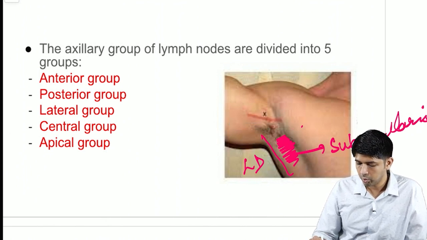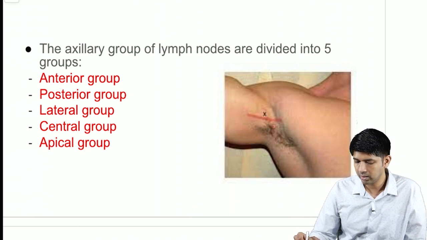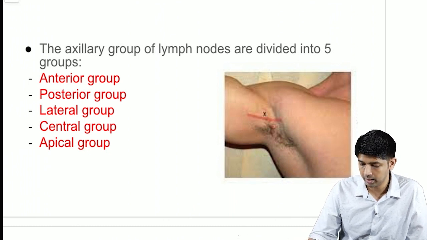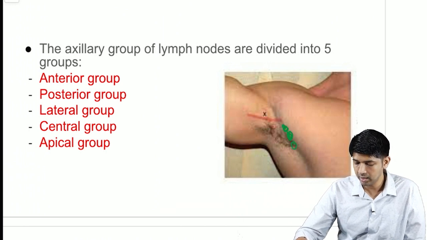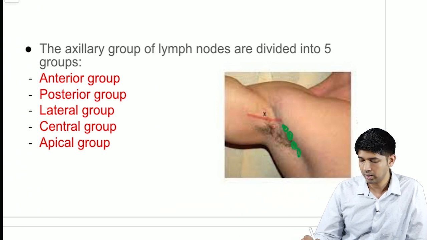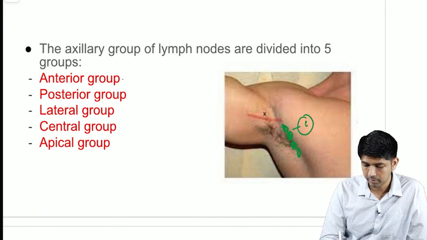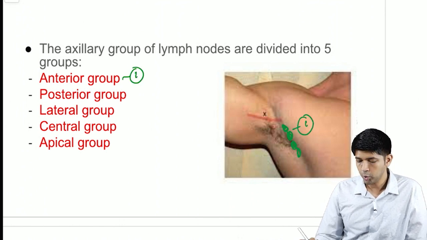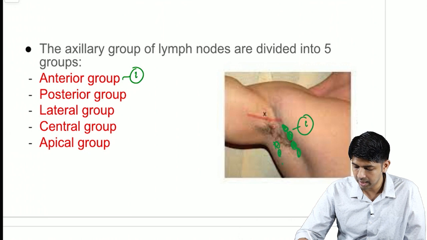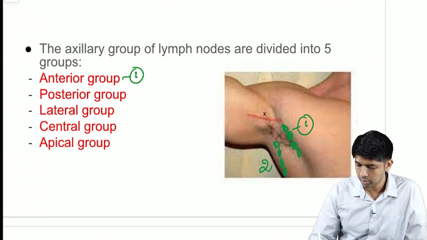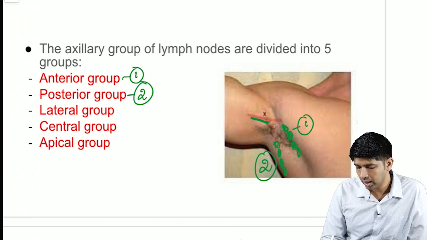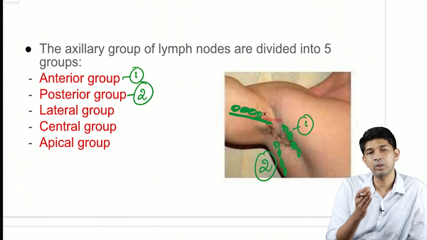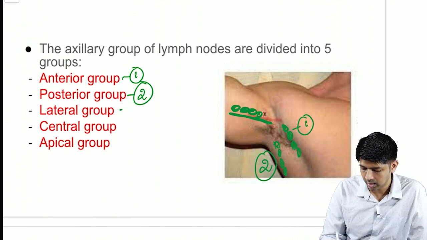So now that we have understood this, let us look at where the various groups of lymph nodes are situated. The anterior group are situated just behind the pectoralis major. Alright, so this is the anterior group, that is group 1. The posterior group are situated just anterior to the latissimus dorsi. This is group 2, the posterior group. The lateral is situated along the axillary vein here. So it's usually palpated on the upper part of the humerus. That is group 3.